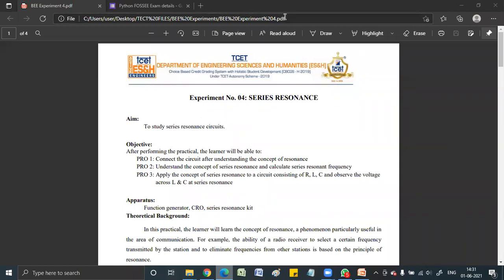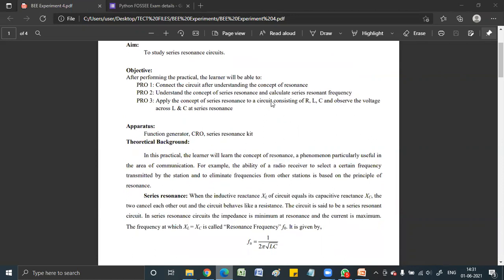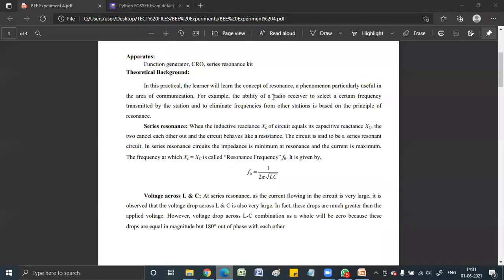So when you talk about series resonance, as it is already explained in your theory, we know what is the formula for resonant frequency, right? This is the formula for F naught that you see, where F naught is given by 1 upon 2 pi under root LC.